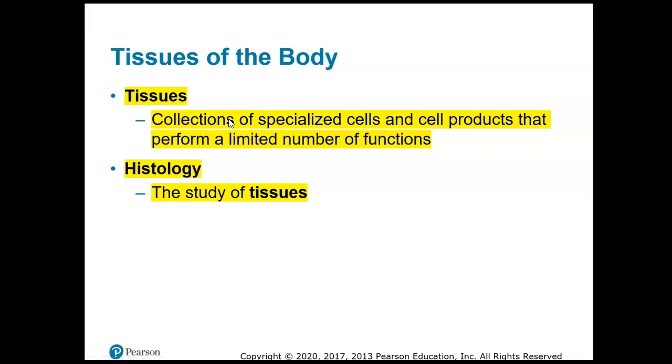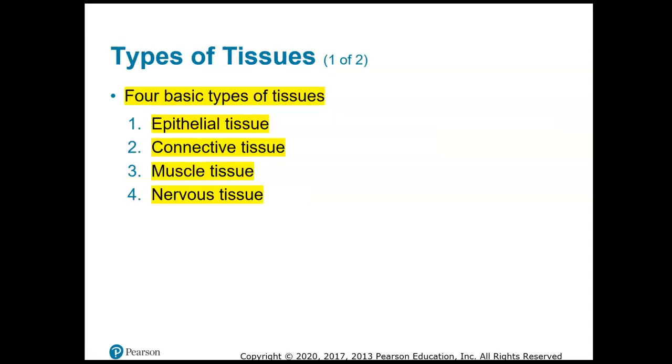So cells, groups of cells that work together. And sometimes it'll include cell products, like some kind of a substance that surrounds the cells. But basically, tissues are groups or collections of specialized cells, and then histology is the study of tissues. We will learn 4 basic types of tissues. There are 4 basic types of tissues in the human body.